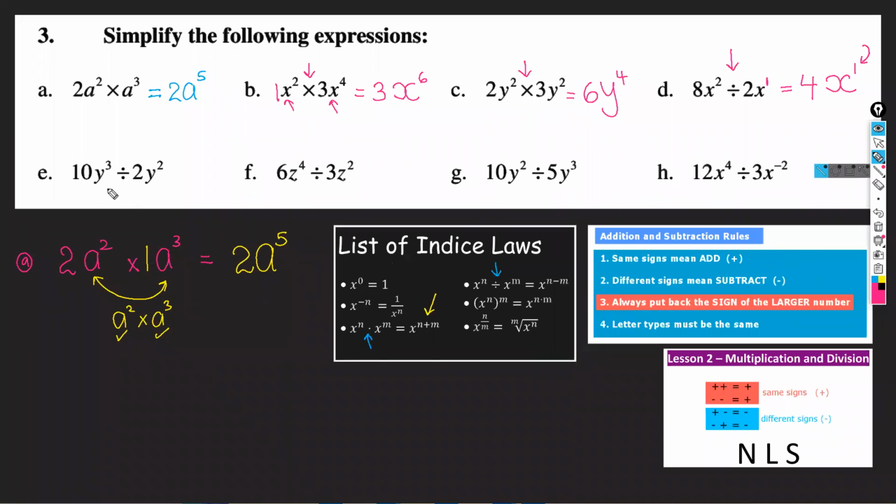Right, and this one is almost the same, I guess. You're dividing the values first, so you get 5. Here's 3 minus 2, so you get a 1 again. Obviously, putting the 1 here is optional. 6 divided by 3 is what? 2. The z's are the same and they have the same powers. Divide means to minus the powers. So 4 minus 2 is 2.